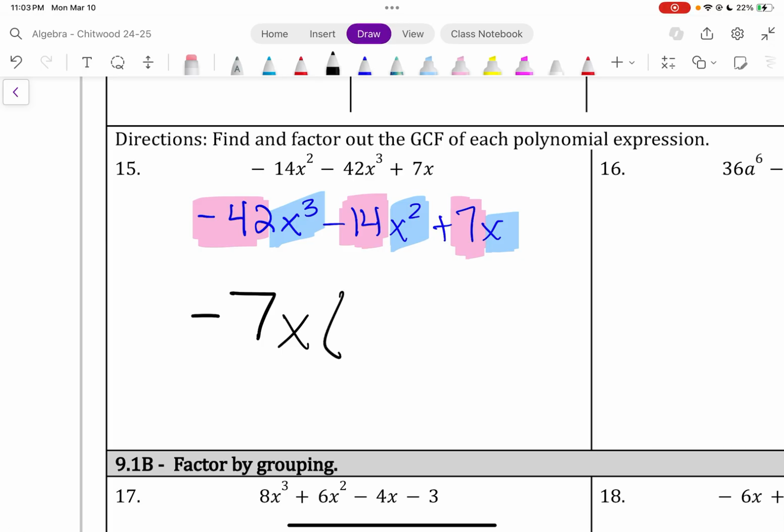Now I'm able to look at my remainder. That means you're going to divide each term by the GCF. So negative 42x cubed divided by negative 7x will give me a positive 6x squared. Then same thing for my second term, which will give me plus 2x. Same thing for my last term, which will give me minus 1. If you notice, the terms change signs because I took out that negative.